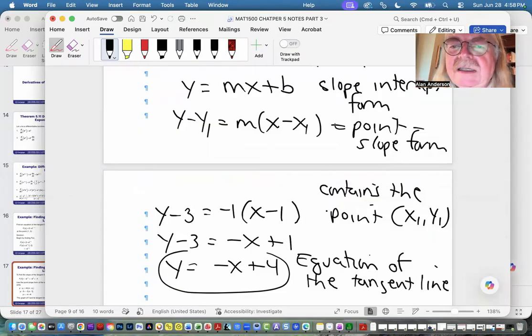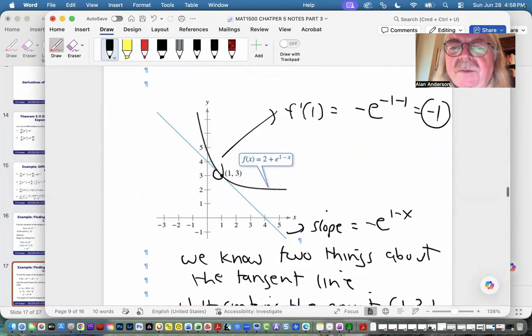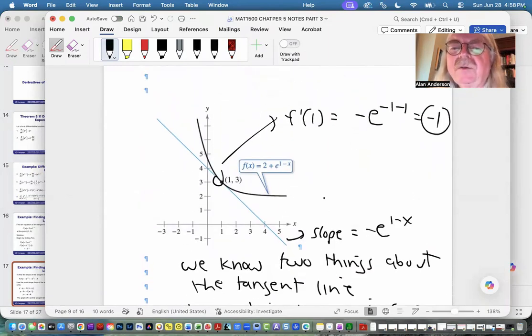And that's it. We're done. We've had problems like this one before, but this is the first time we've done it with an exponential function. That's the only difference.